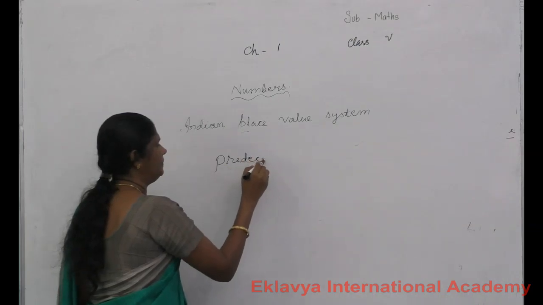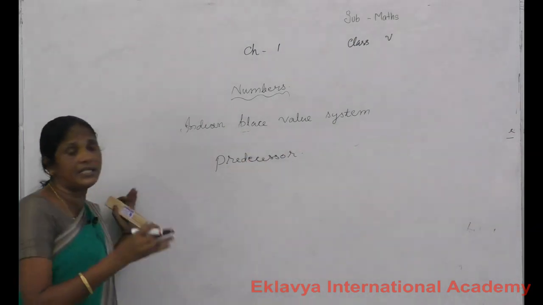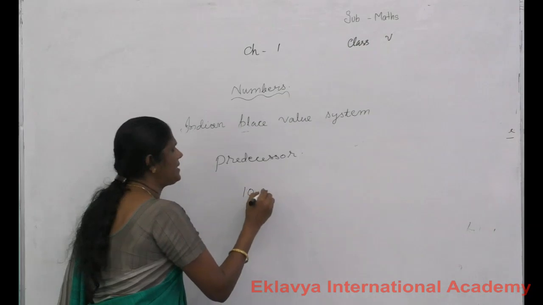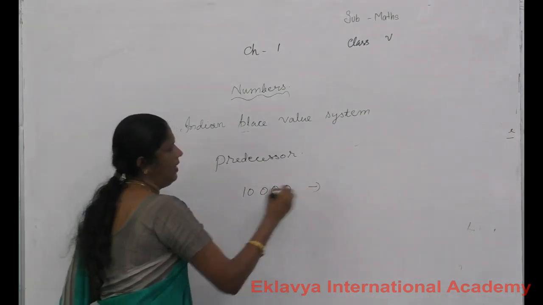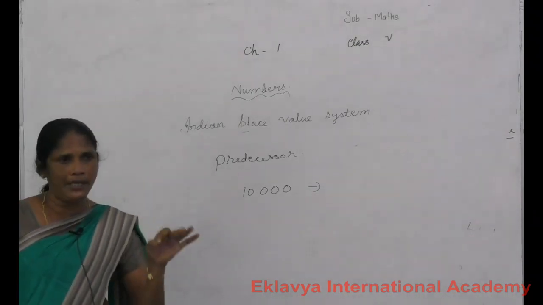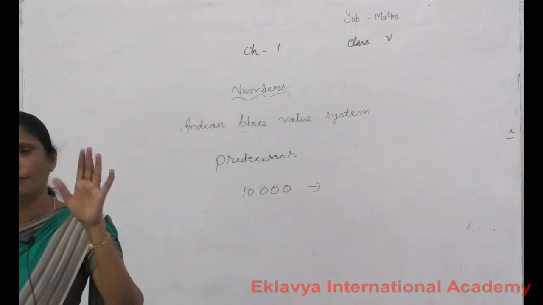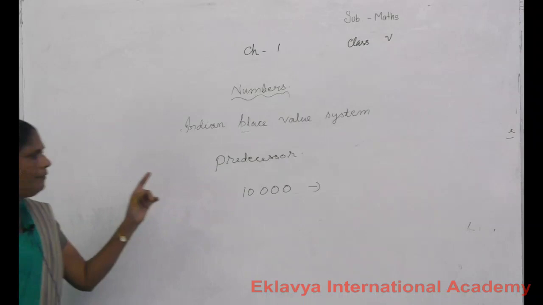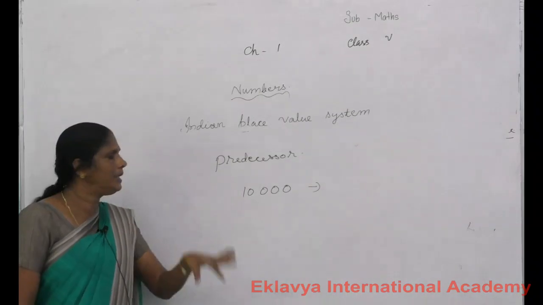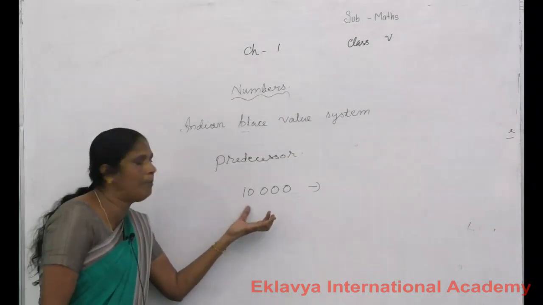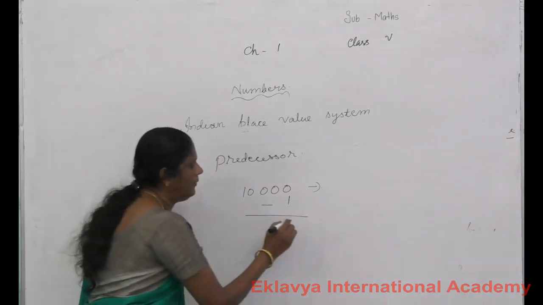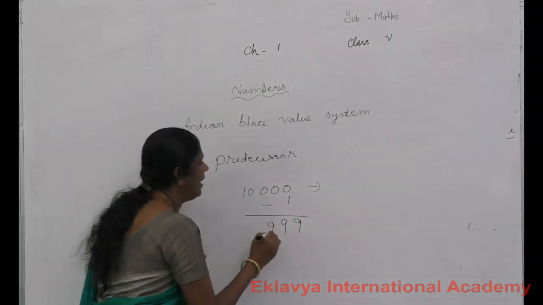Predecessor means just before. What is the predecessor of 10,000? To get a predecessor, we subtract 1 from the given number. Our given number is 10,000. We subtract 1, then we get 9, 9, 9, 9.